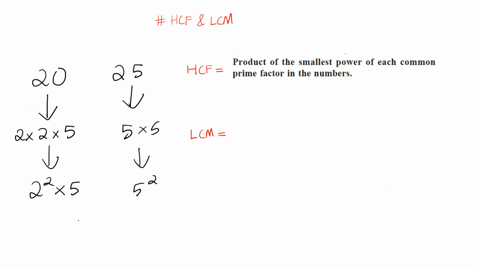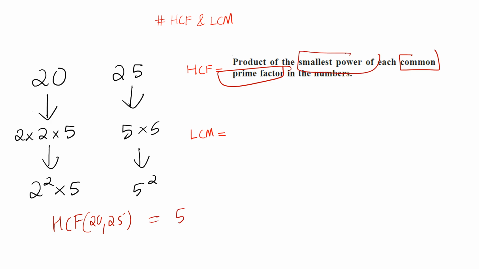Now how do I find the HCF of 20 and 25? I have to look for the product of the smallest power of each common prime factor. First of all, I'll look at the common prime factor. So what is the common prime factor? 5 is a common prime factor. So first I'll write 5. Now I have to write the smallest power. In 5 and 5 squared, which is the smallest power? The smallest power is 1. And I have to form the product. So here it is just 5. So the HCF is 5.